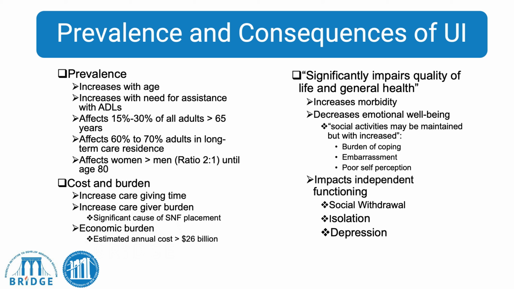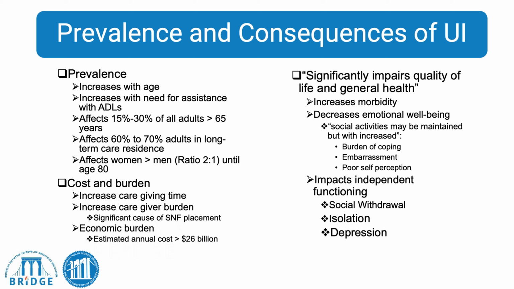Let's consider the prevalence and consequences of urinary incontinence. The prevalence increases with age. In addition, the prevalence increases with the need for assistance with activities of daily living. As much as 30% of older adults above the age of 65 years report urinary incontinence. And as much as 70% of individuals in long-term care facilities report urinary incontinence. Urinary incontinence tends to affect women more than men at a 2-to-1 ratio until the age of 80 years old. There's an increase in caregiving time, an increase in caregiver burden. There's also an increased economic burden to the amount of $26 billion annually.